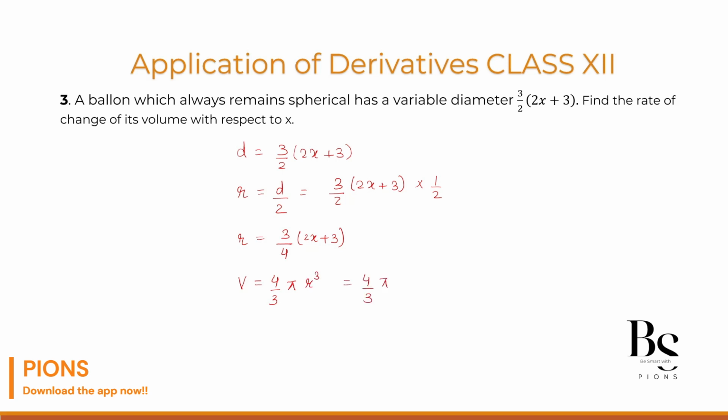Let's substitute the value of r. So this will be 4 by 3 pi. R is how much? 3 by 4 into 2x plus 3 whole cube. This you can write it here as 4 by 3 pi, 3 3s are 9, 3 9s are 27, 4 4s are 16, 4 16s are 64, into 2x plus 3 whole cube.